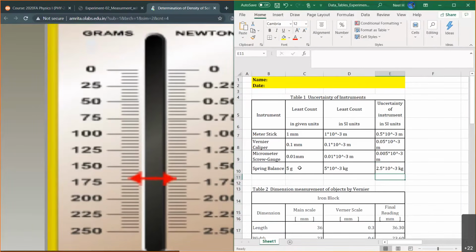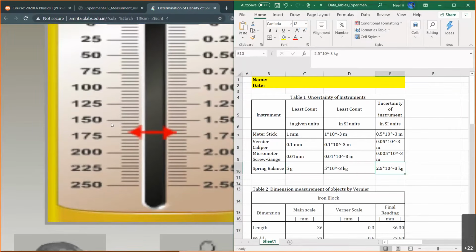Now you can see the error for this spring balance is very high. Okay, it's about 2.5 gram. If I measure a smaller item, the error is going to be so large. But these objects are fairly heavy. Because of that, that error will not be a big problem at all.